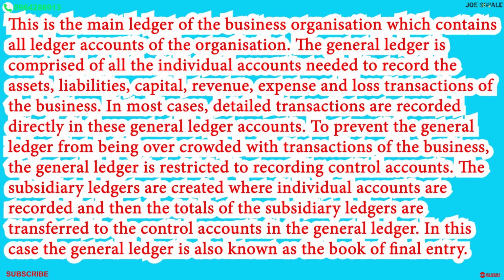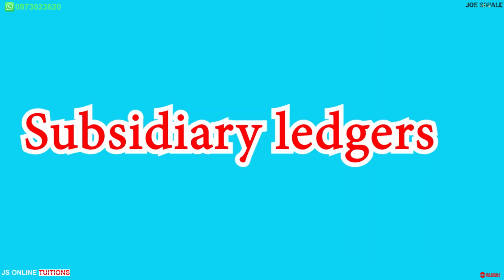The subsidiary ledgers are created where individual accounts are recorded, and then the totals of the subsidiary ledgers are transferred to the control accounts in the general ledger. In this case, the general ledger is also known as the book of final entry. Then let us look at the subsidiary ledgers.